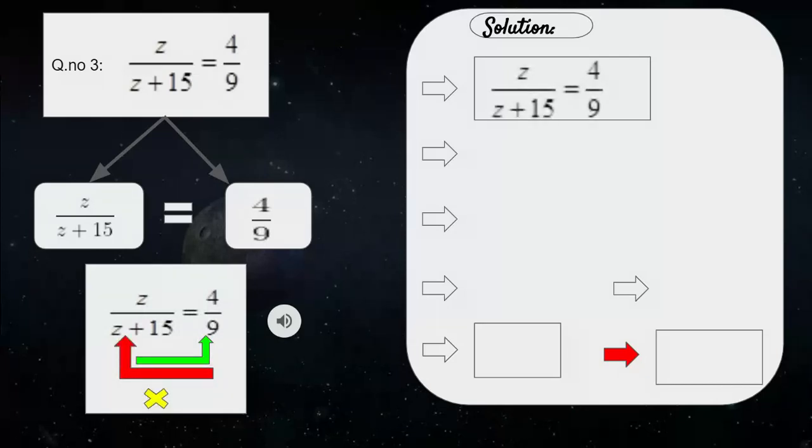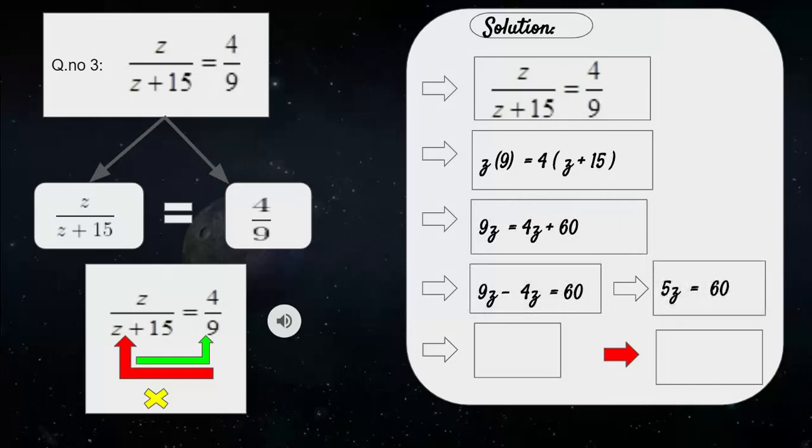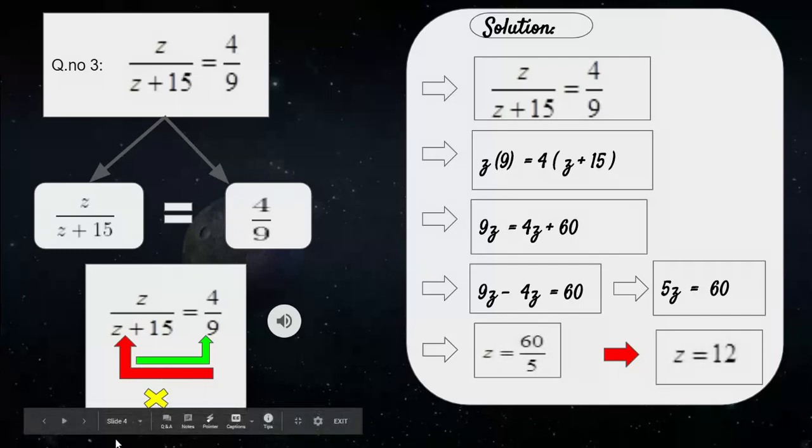So see how in second step of the solution Z into 9 is equal to 4 into Z plus 15. Then Z into 9, 9Z. 4 into Z, 4Z. 4 15s are 60. So we got in third step 9Z is equal to 4Z plus 60. Now shifting variable to left side, 9z minus 4z is equal to 60. 9 minus 4, 5. So 5z is equal to 60. So z is equal to 60 upon 5. That is equal to 12. So the value of z is 12.